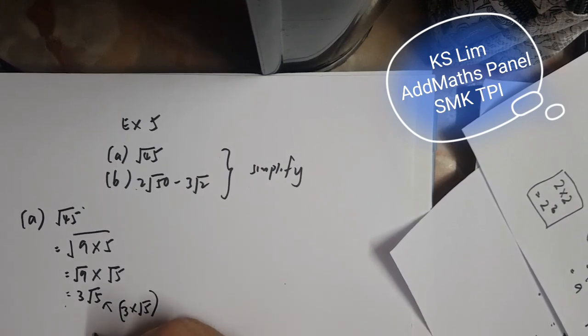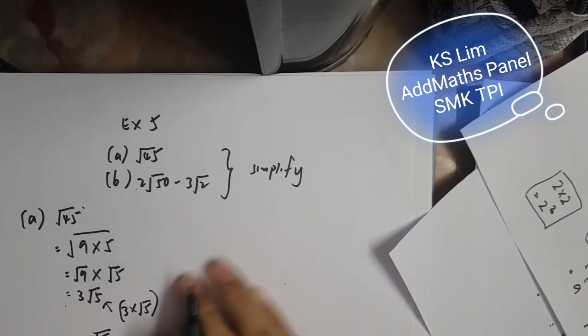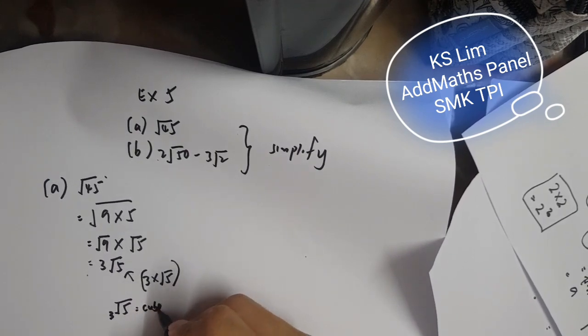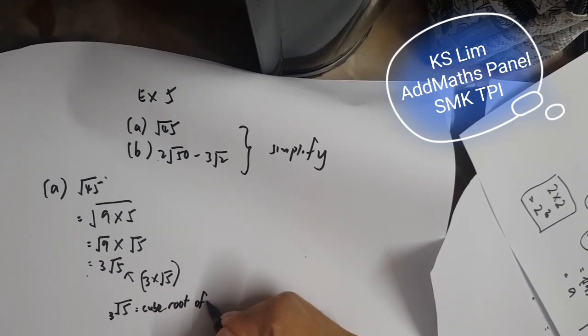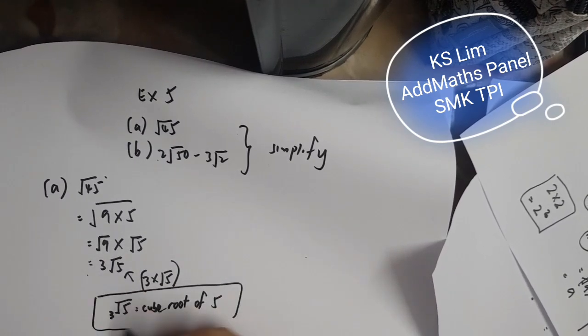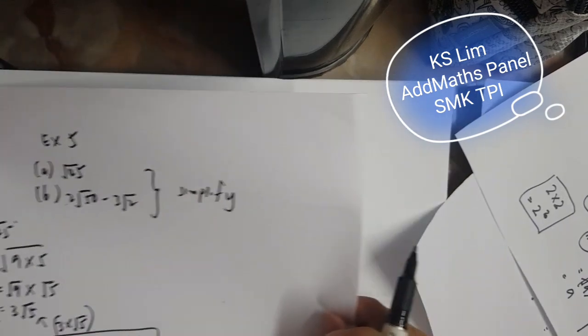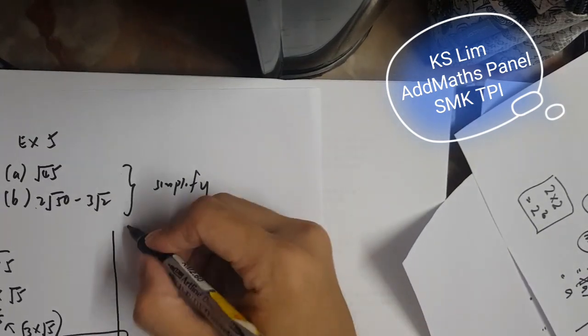Okay, kalau square root 5, this one 3 is a small number. This 3 is a small number, so it means cube root of 5. Tak sama tau. Ini 3 bermaksud multiply, ini 3 bermaksud cube root. Okay, now question B.